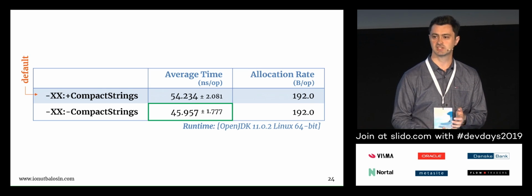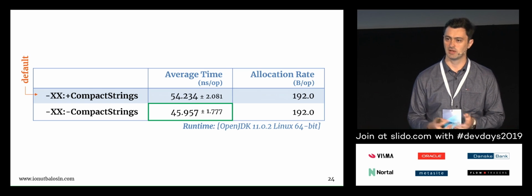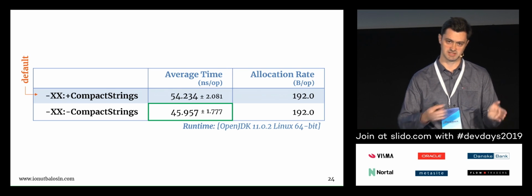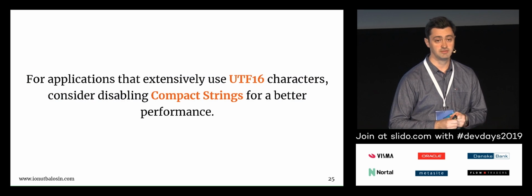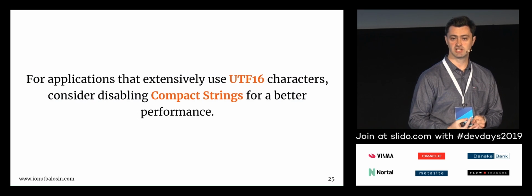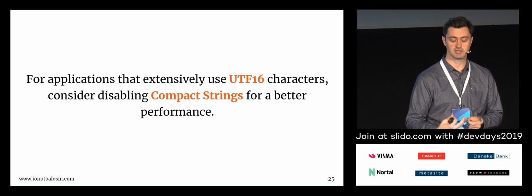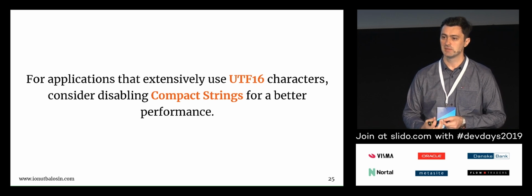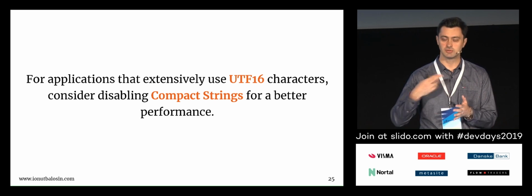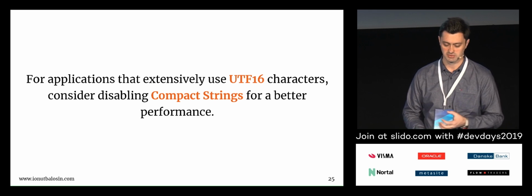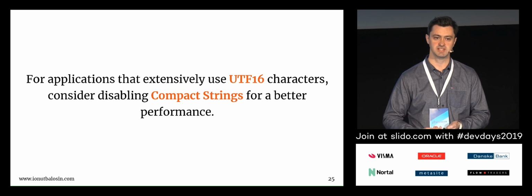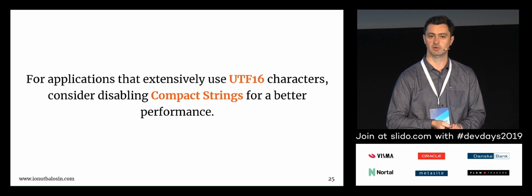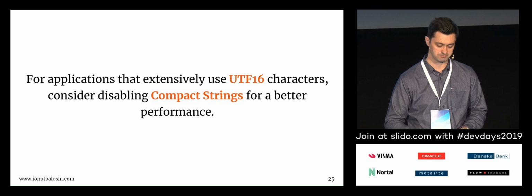So it's quicker. And in terms of allocation rate, it's the same because they are the same strings. And this is the first takeaway. If it is suitable for your application, think of disabling compact strings. Because when you create the strings and when you do operations with the strings, if the majority are UTF-16, try this trick. Maybe it helps and improves a bit of the overall performance in your application.